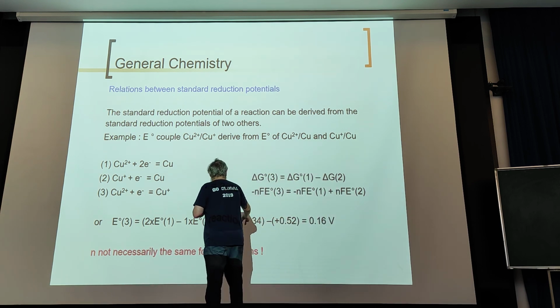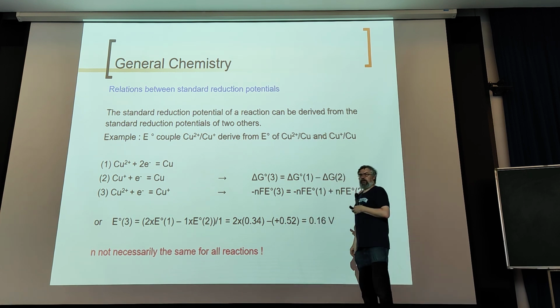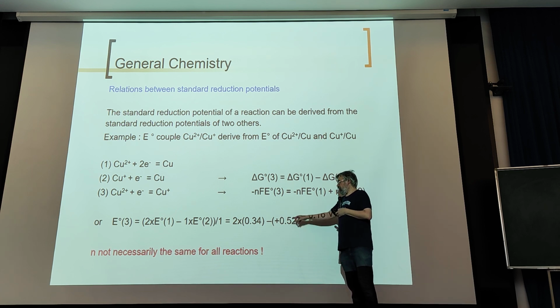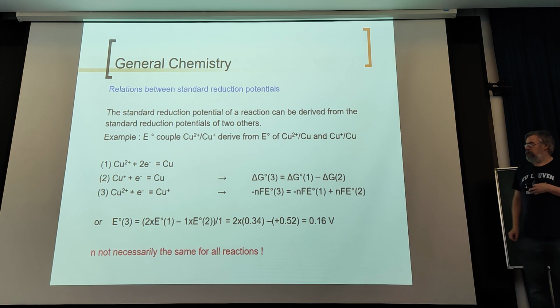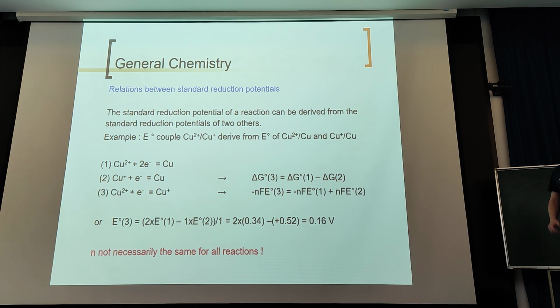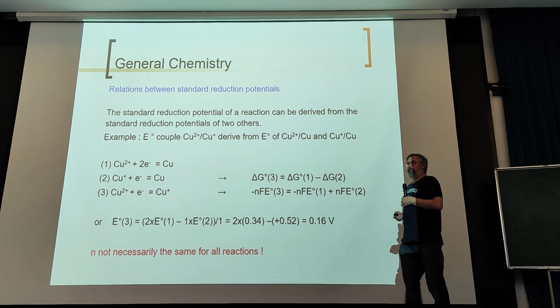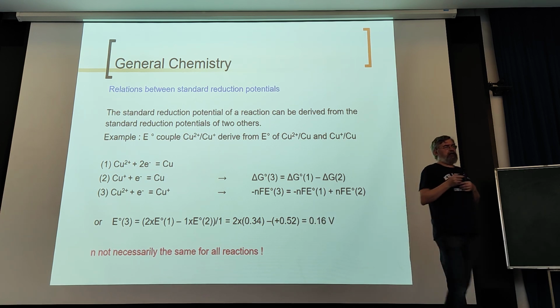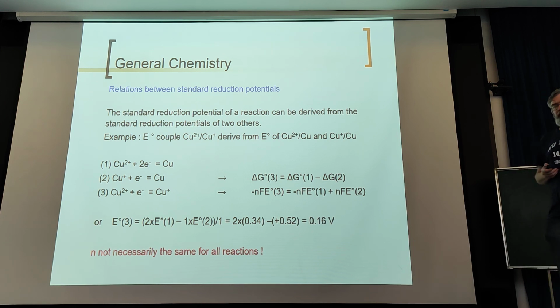So in fact it is 2 times 0.34, which is for the first reaction, and 0.52 is for the second reaction. This subtracts, and then we arrive at 160 millivolts, which is the potential of the third reaction, and we just calculate it. So if you do this kind of combinations, watch the size of N, otherwise you could make a mistake.